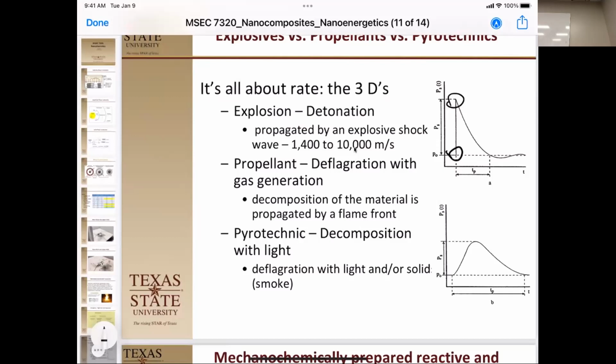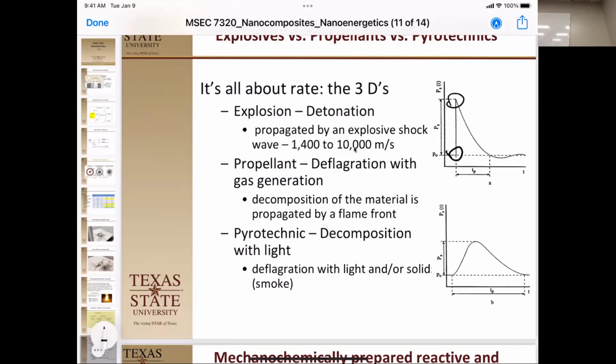And those have a much slower wave, but you're not trying to just generate gases like you are here. You're actually trying to generate solids, like aluminum oxide, or a lot of them use organic materials because it makes a deep white smoke, like naphtha or something like that. Okay, so do we understand the difference between the types of energetics?